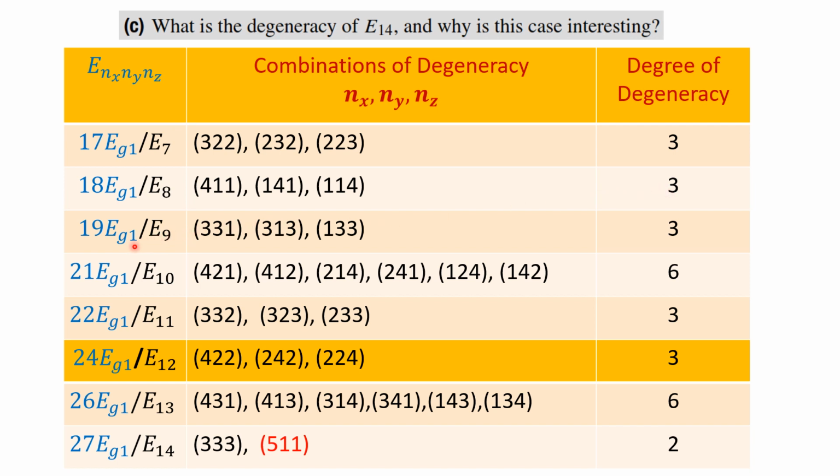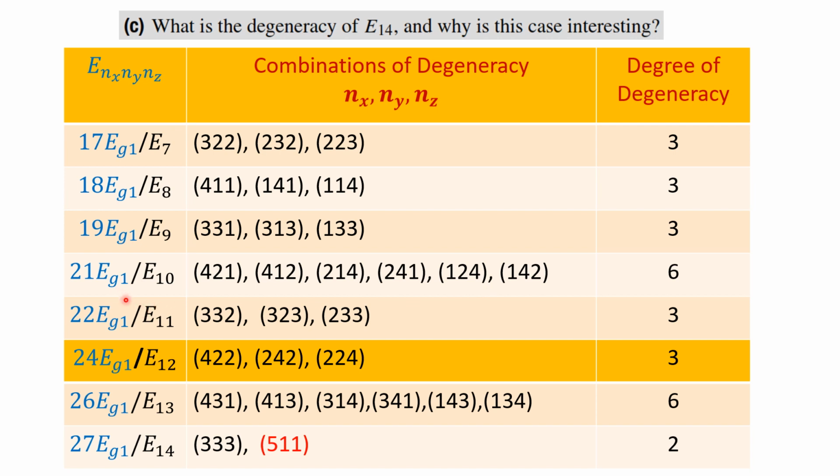The next combination is 3 3 1, which is 9 plus 9, 18, plus 1, 19 EG1. The next energy state is 19 EG1. Since two nodes are the same, naturally you will have a degeneracy of 3. Then the next one, 20, is not possible; 21 EG1 we can obtain by squaring and adding 4 2 1. 4 squared plus 2 squared plus 1 squared is 21. All three are different nodes, so you will get a degeneracy of 6.